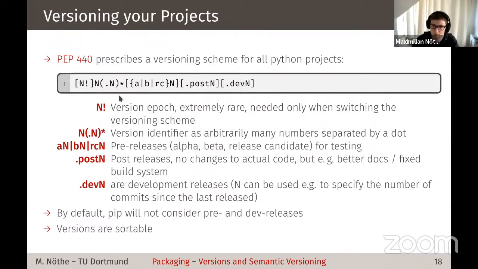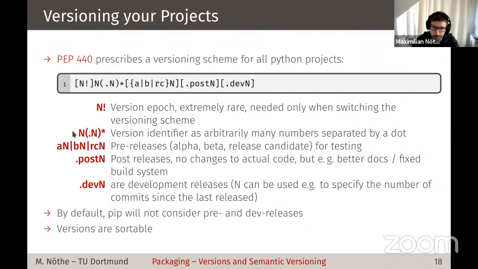I will ignore this first part because it's very rarely used by projects. Most projects just use this chain of numbers. You have a number that can have arbitrarily many places, so version 500 would totally be okay. Then you have a dot and then another number, and this can repeat as many times as you want. But the common convention, as we will see later, is to use three groups of numbers. This is the main version number of your software package.